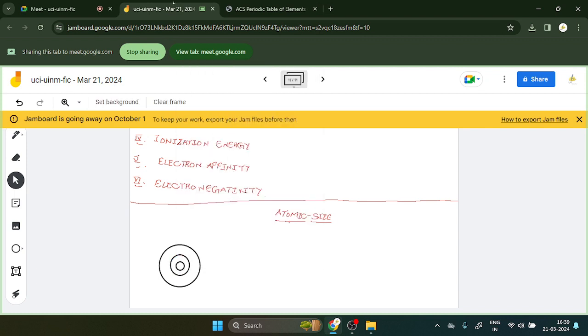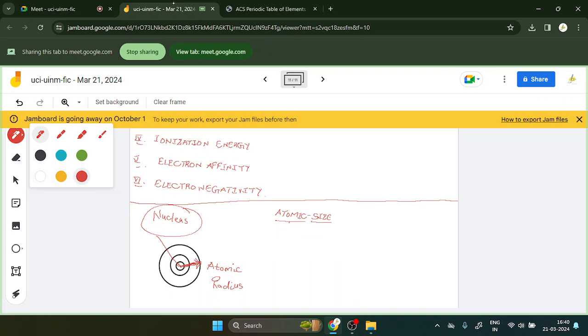Alright, so now this is the nucleus. From the center of this nucleus towards this outermost shell, this will be considered its radius, the atomic radius. Clear? Okay, because this is the nucleus which we have. And in the center of the nucleus, from the center of this nucleus towards this outermost shell, this will be called as what? Atomic radius. Clear?